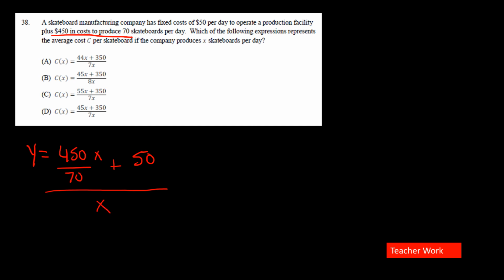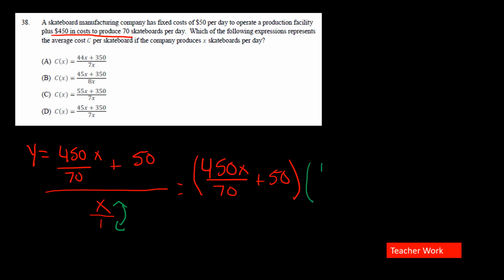Why are we doing this? Because this just gives us the money. We want how much money per skateboard, which is X. And so we come up with this fraction over fraction situation. We can pretend this is an X over 1, and this gives us a situation similar to a problem we had earlier, where we had 450x over 70 plus 50. All of this is now being multiplied by the reciprocal, so we'd multiply it by 1 over x.